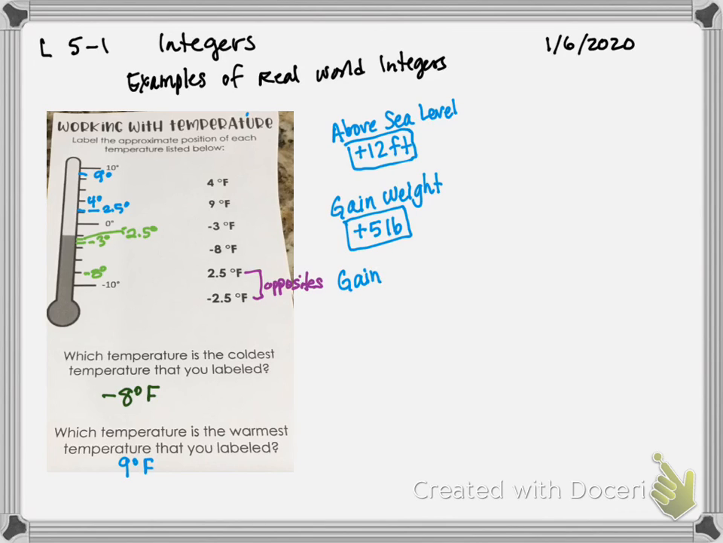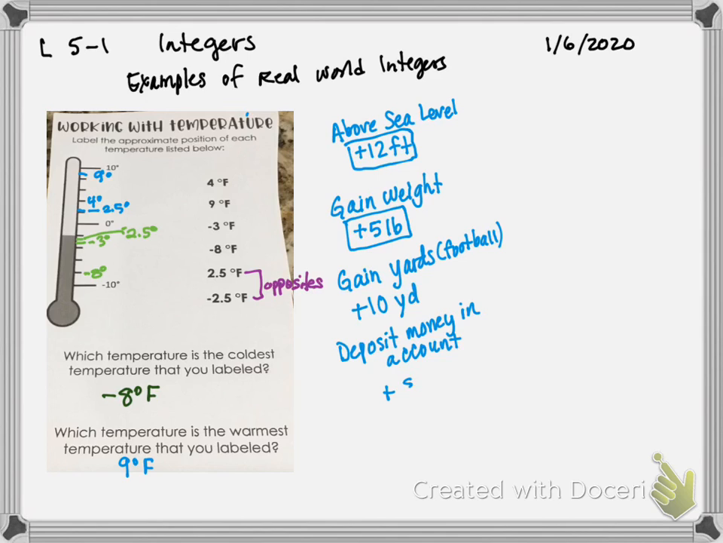Football, you're going to be hearing things like gaining yards. So this is football. And that would be positive 10 yards. And then deposit money. Let's say you got some money for Christmas. Deposit money into an account. That would be something like positive $50.